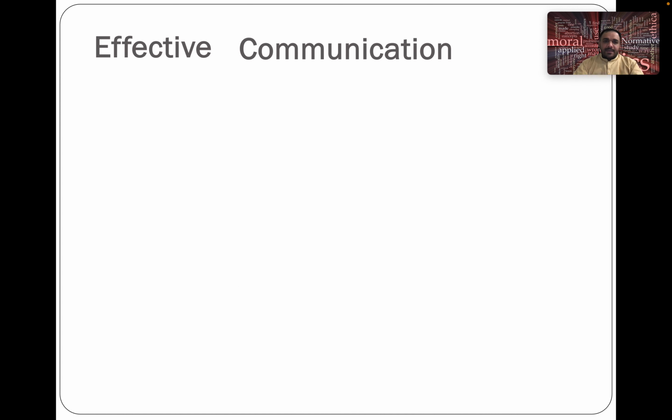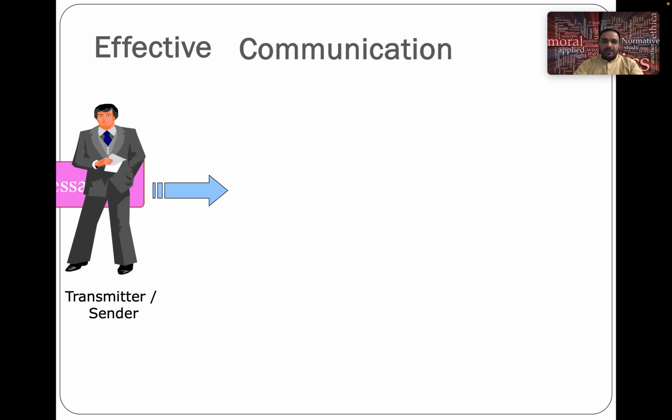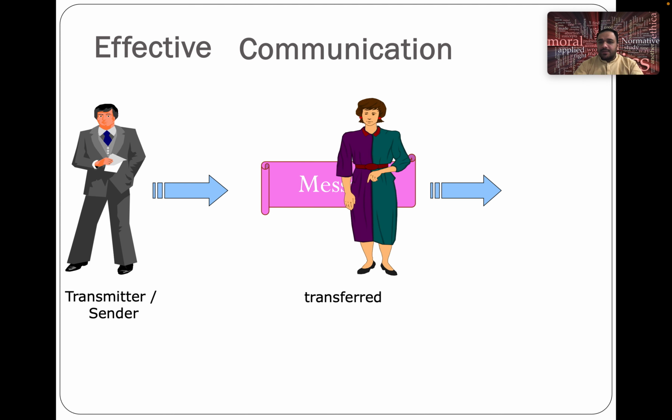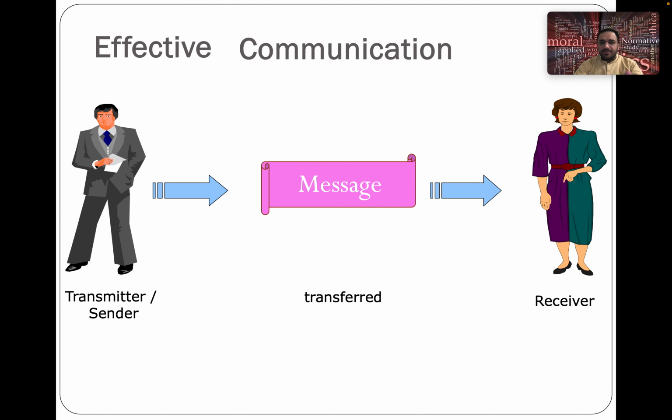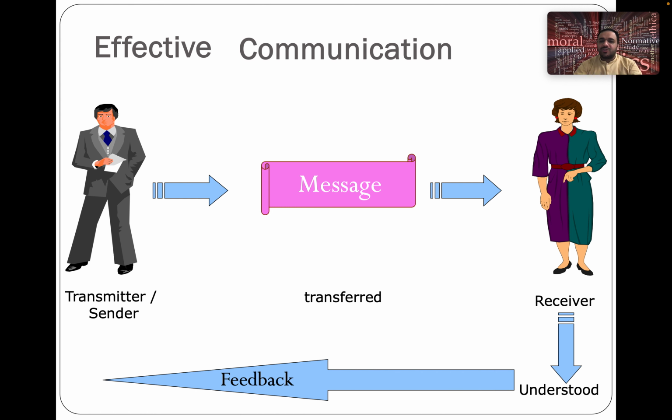Clear? Next is, for example, here this person is giving a message to this lady. Okay, so in this picture you can see the sender is a man, and the message is transferred to the receiver, this lady. Now we can see properly that they are making a communication. Okay, after that, if the lady, the receiver, understands the message and after that she gives feedback, it is a proper communication. Basically we call it a two-way communication.